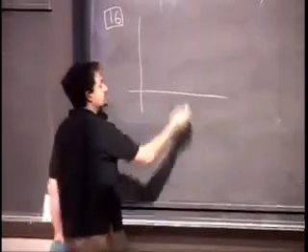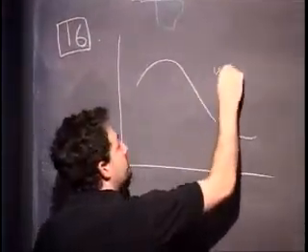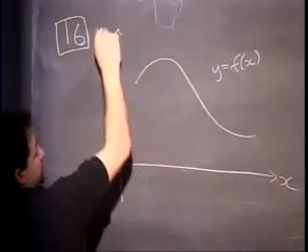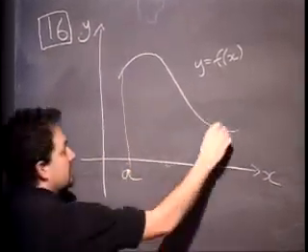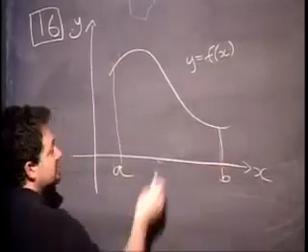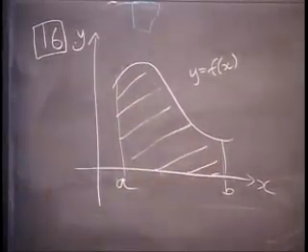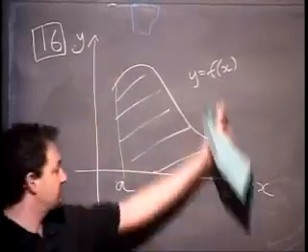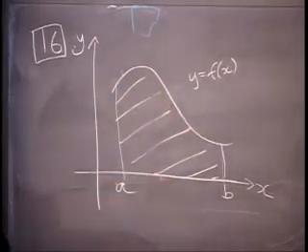So here's the situation. I have a function f. This is a graph of y equals f of x. No more t's and v's. I'm just calling them x and y, and the function's f. And what I'd like to do is find the area between a and b. That's the problem. So I take the vertical line x equals a, x equals b, and I find the area enclosed by the curve and the x-axis. That's what I'd like to find.